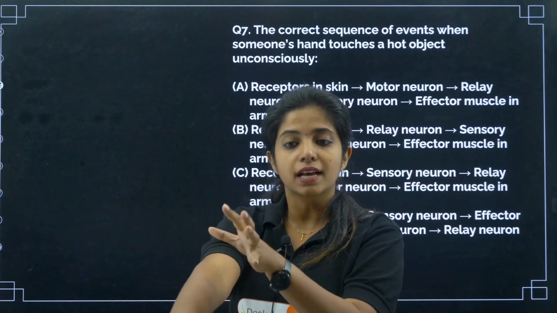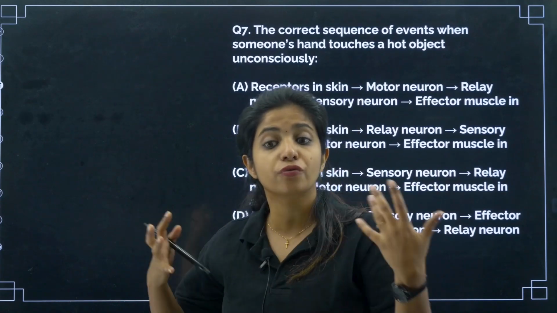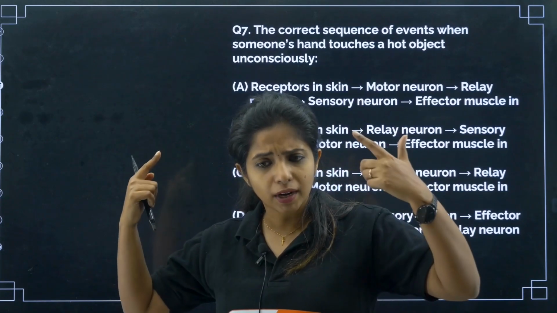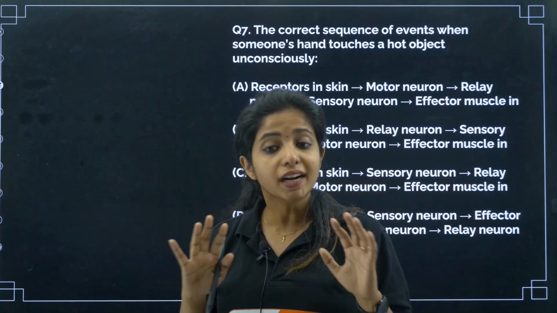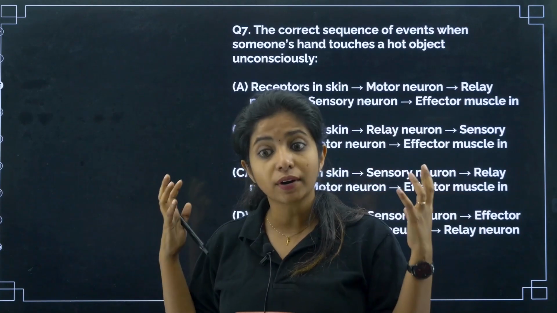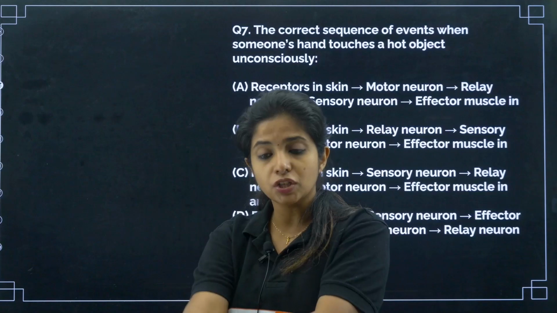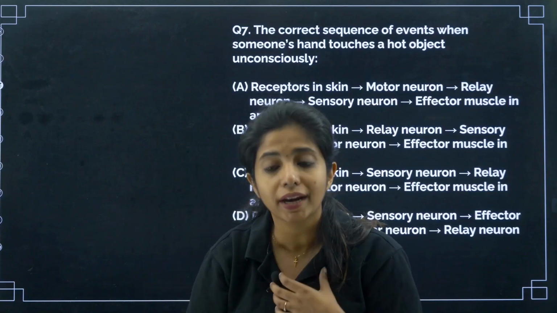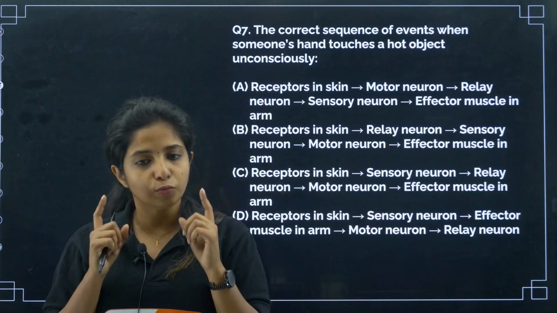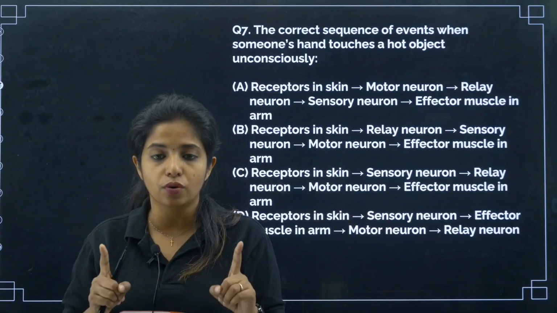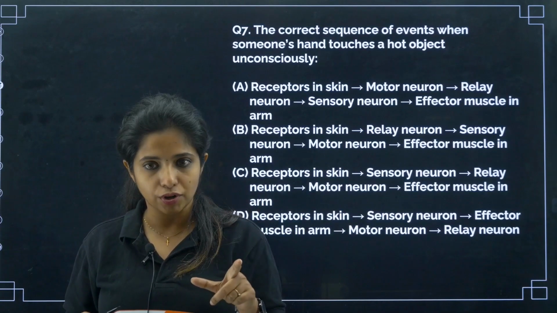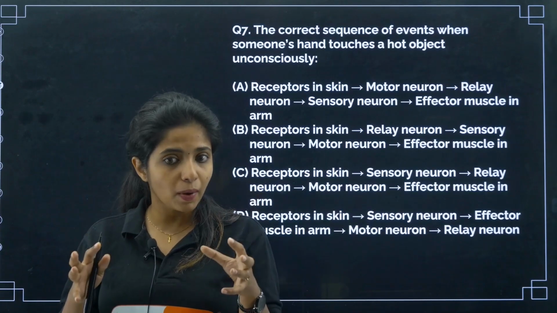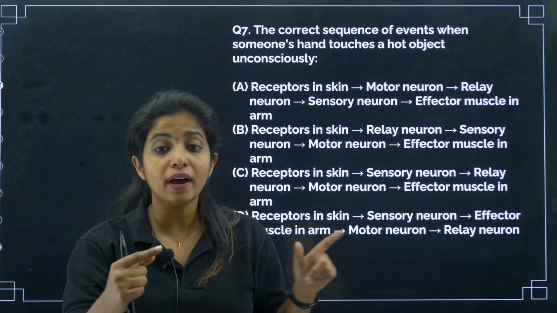So basically the sensory neuron will take this information to where, my dear children? Will it take it directly to the brain? No. If you take it to the brain, the brain will think and then do an action. I don't want the brain to think. I don't have that much time. So the sensory neuron will take the information to the spinal cord. And in the spinal cord, I have one neuron which is known as the relay neuron or interneuron. Now from the spinal cord, the signal is sent to an effector organ.